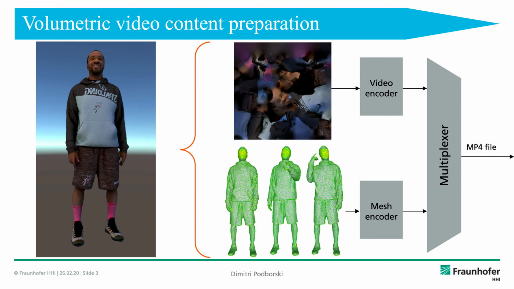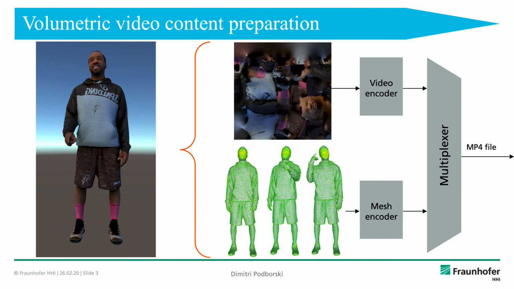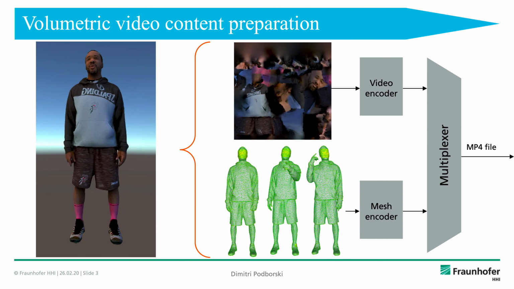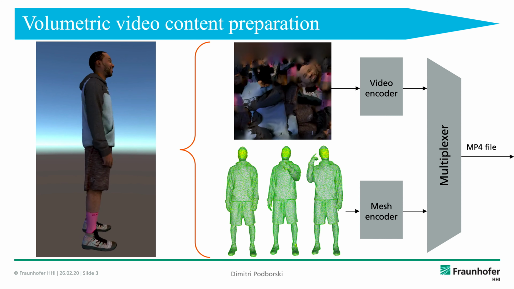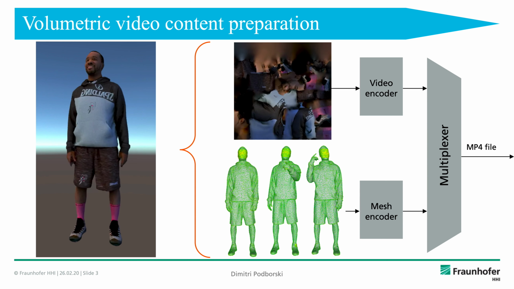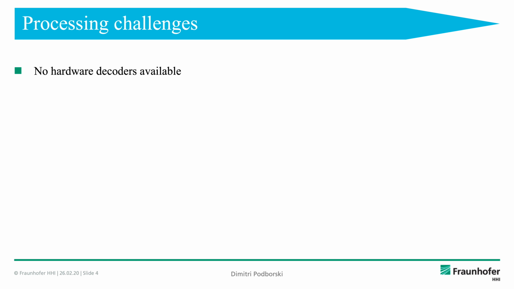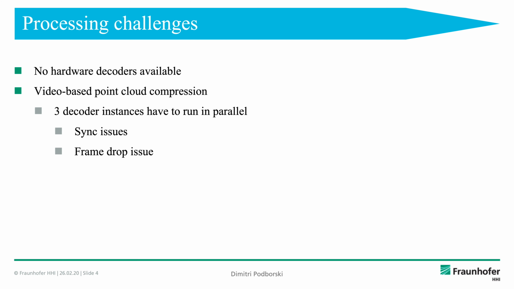And on the client's end device, when you would like to render your volumetric video, you have to do those steps in reverse order. The biggest problem currently is that there are actually no hardware decoders available which can deal with volumetric video. Of course, there's some effort in MPEG utilizing the video decoders available on your client's end device. I'm speaking here about video-based point cloud compression work, which is really good.